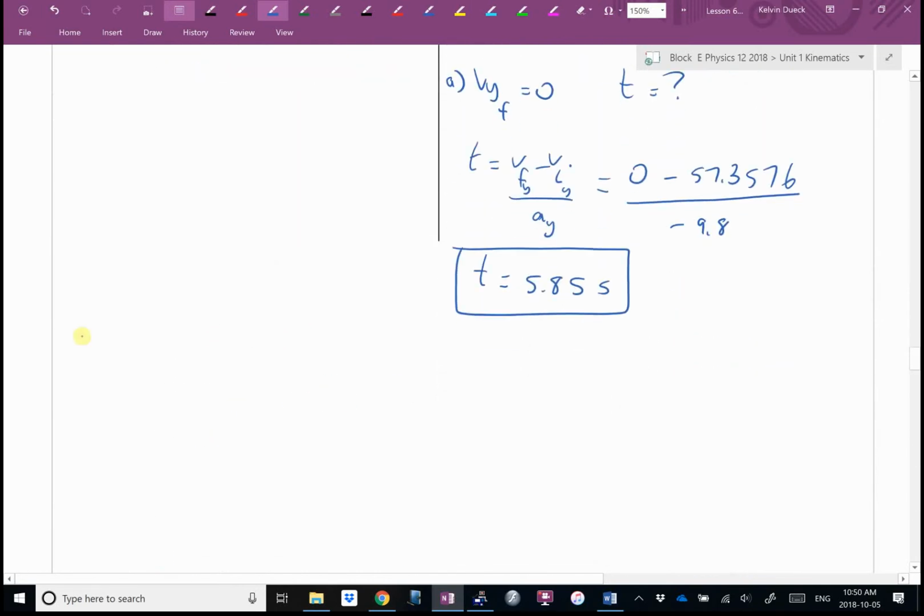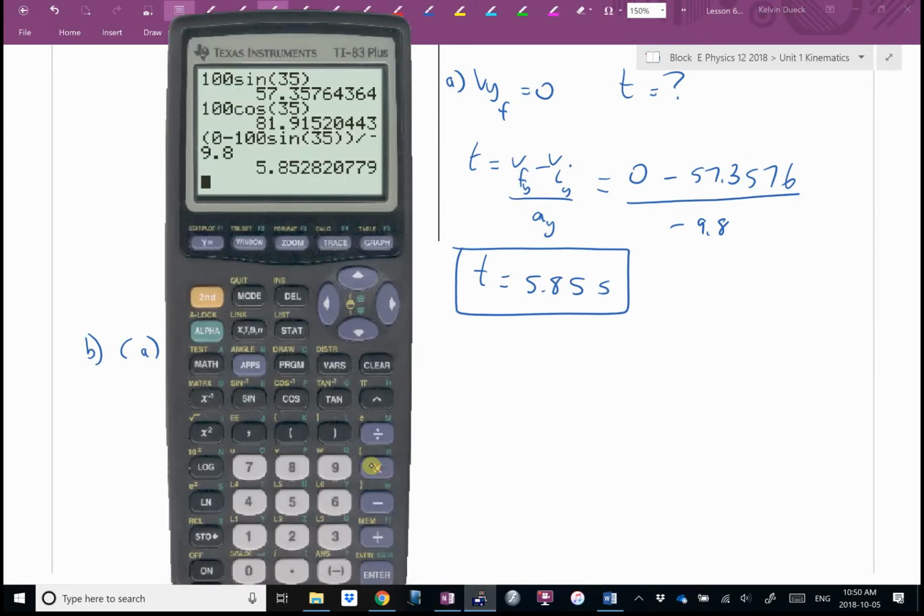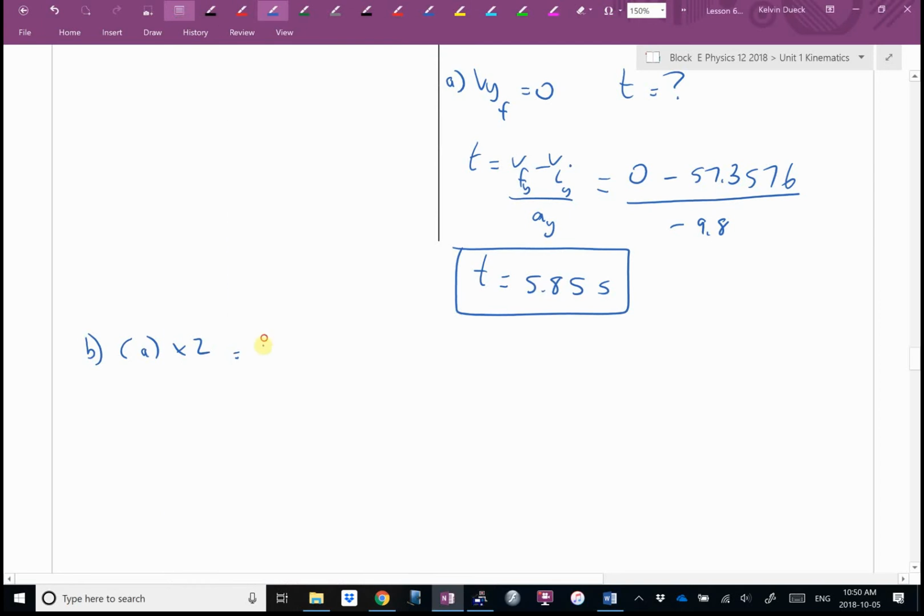So I'm going to make a little note for part B here. You can take answer A times 2, 11.7. And Brian, that's exactly how I would do it if I had done A first. What if I hadn't done A first? That's an or for those of you who can't read my scrawls.